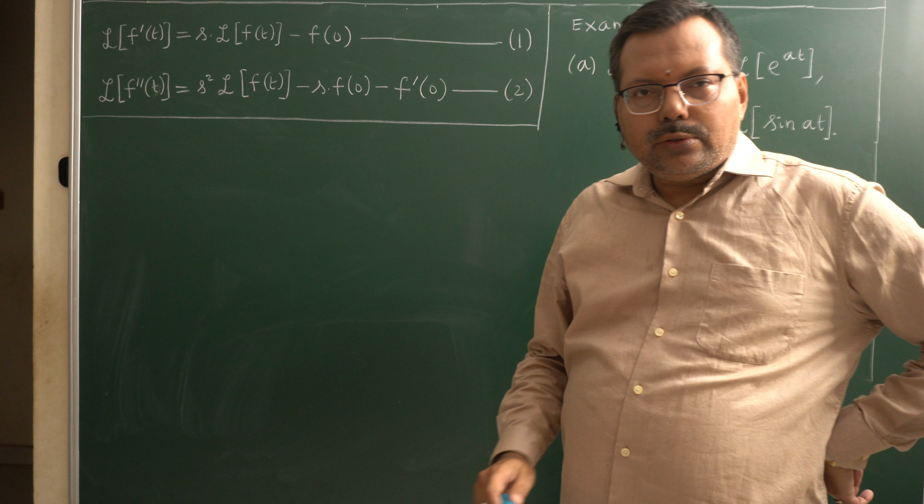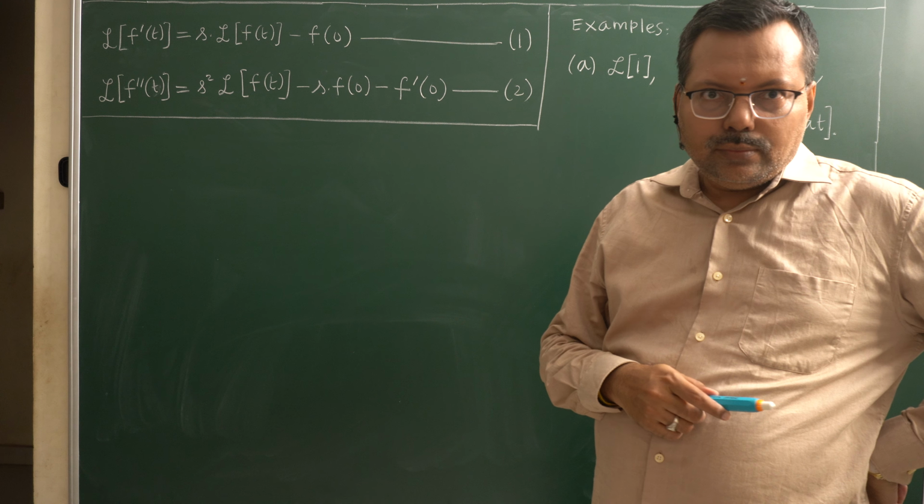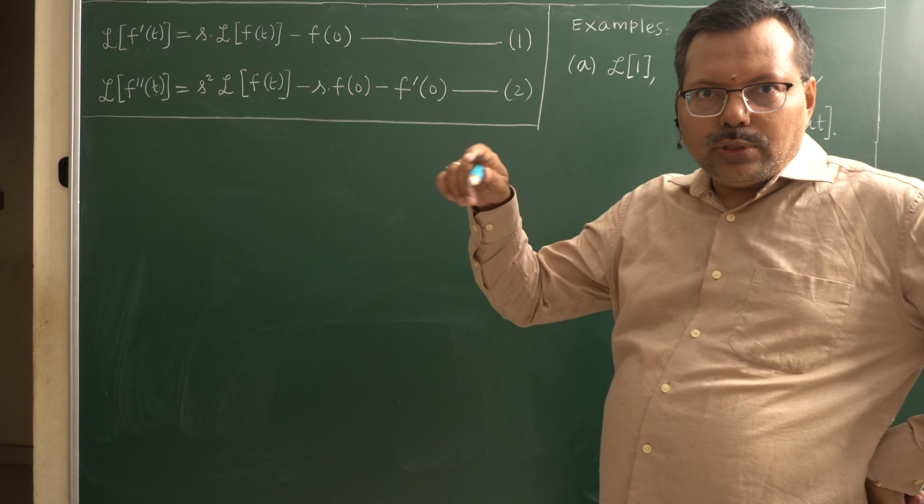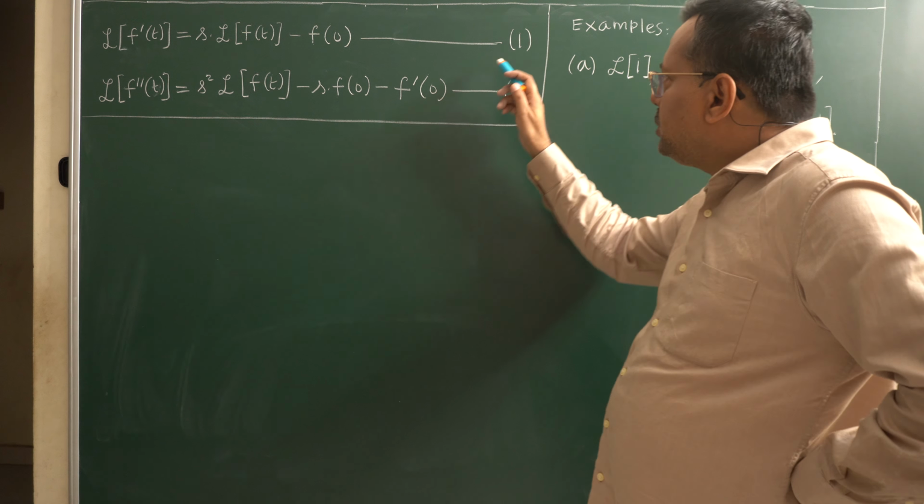Welcome everyone to this continuation of the Laplace transformation classes. In fact, exactly in the last class, we discussed the Laplace transformation of the derivatives, and I have written the results. The equation number is 1 for the first derivative of Laplace transform, and the second one is for the second derivative. We are going to see how this property, meaning Laplace transformation of the derivatives, can be written in terms of Laplace transform without derivative.